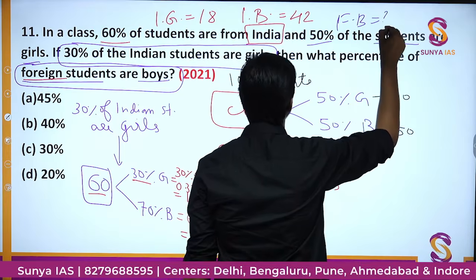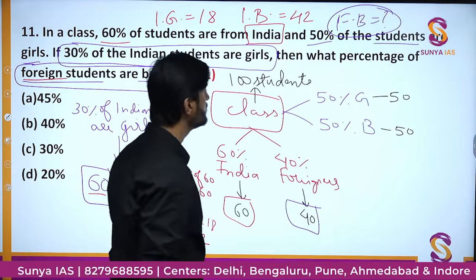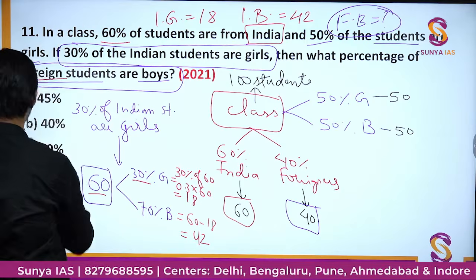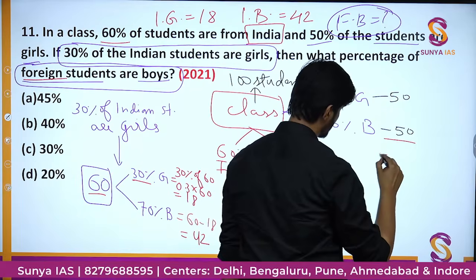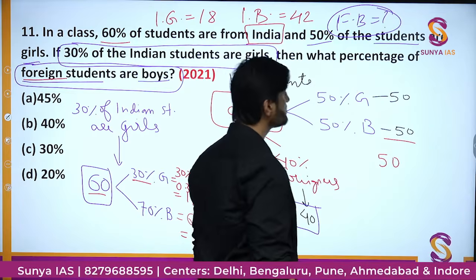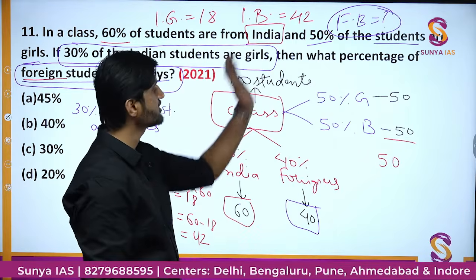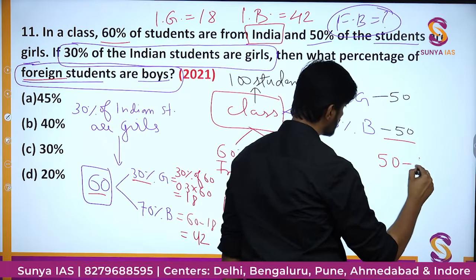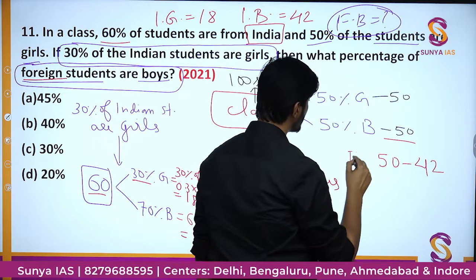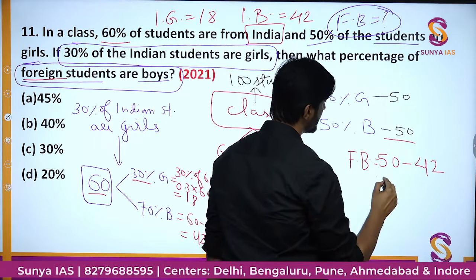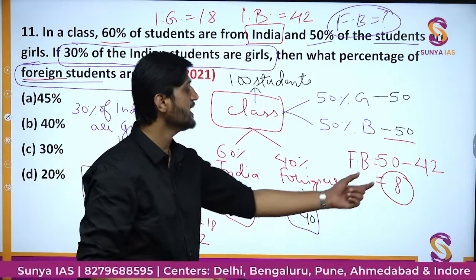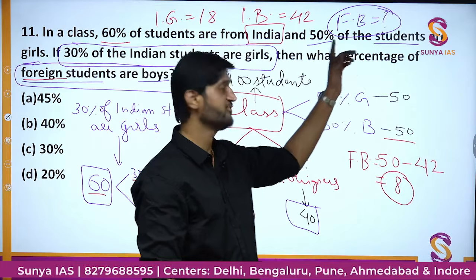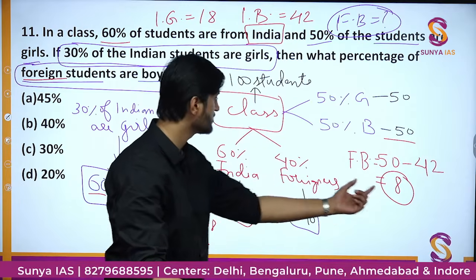What is the number of FB? First we have to find out this value. So here you can see the total number of boys is 50. Out of these 50 boys, the Indian boys are 42. So if we subtract this 42, you get the number of foreign boys, that is nothing but 8. So in this class, there are 8 boys studying who are from a foreign country. Okay, so we have this number of FB.